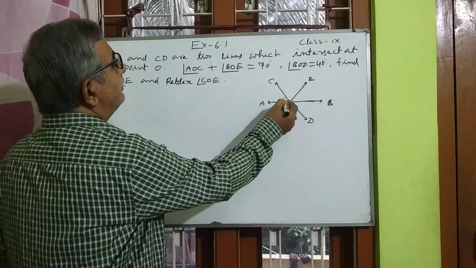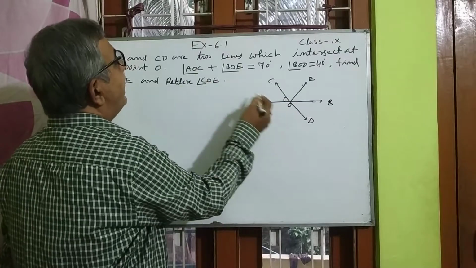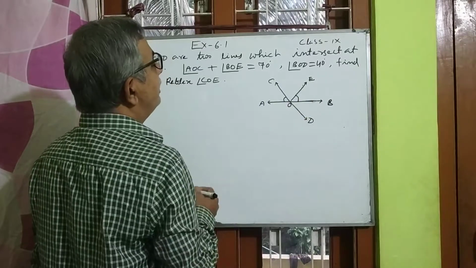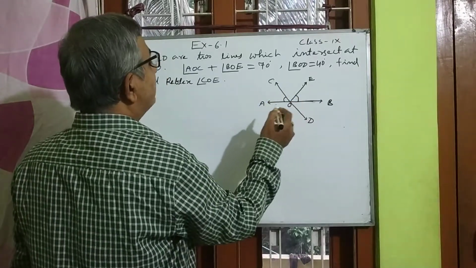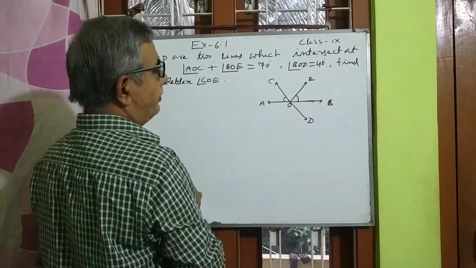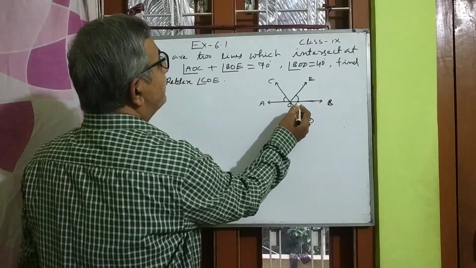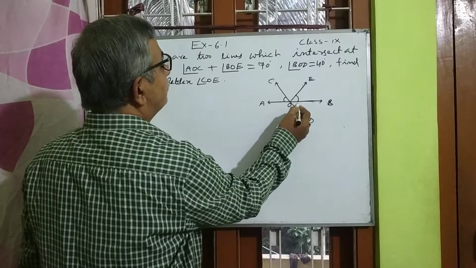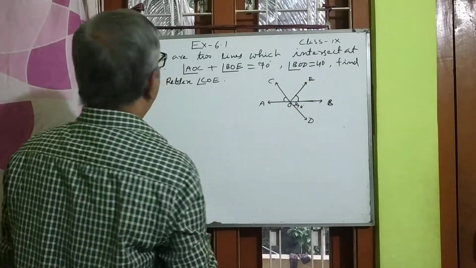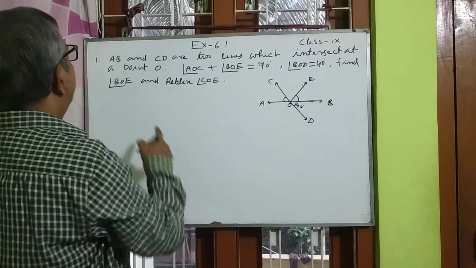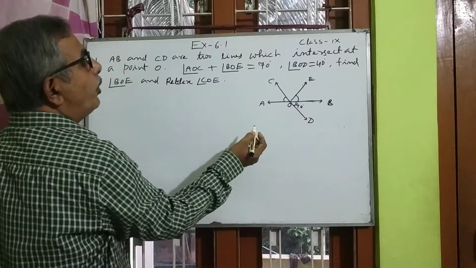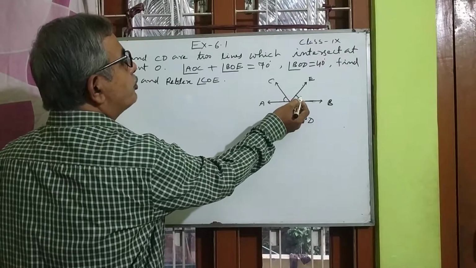What are the things given? Angle AOC plus angle BOE together is given as 70 degrees. Angle BOD is given as 40 degrees. Now what are the things you have to find out? You have to find out angle BOE. BOE means this angle you are supposed to find out.